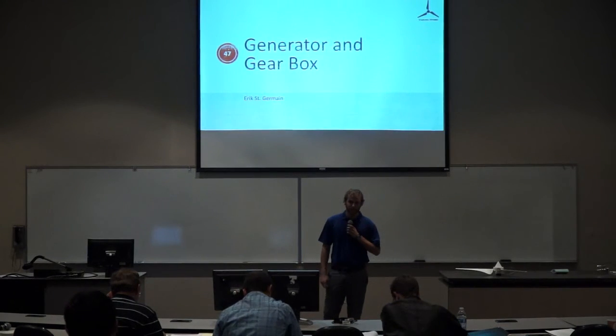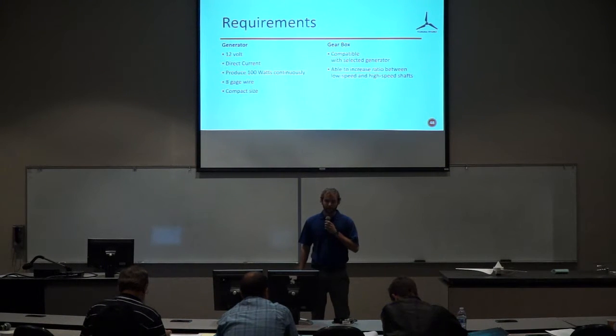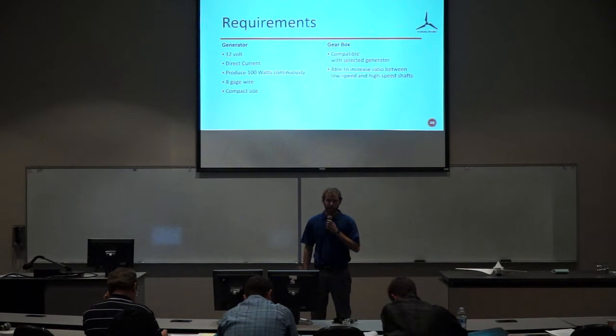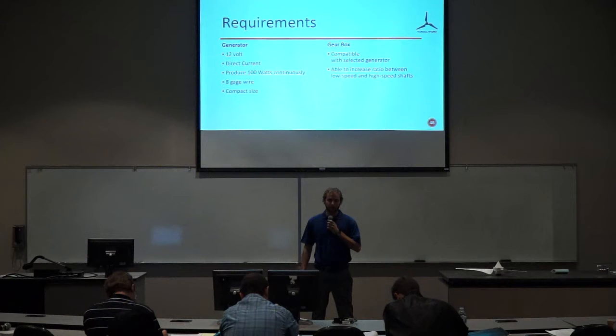Onto the generator and the gearbox selection. The requirements for the generator are that it has to be a 12-volt DC, and it has to produce 100 watts continuously. It needs to have an 8-gauge wire lead and be a compact size so it can fit inside the nacelle with the gearbox. The requirements for the gearbox is it needs to be compatible with the selected generator, able to increase the ratio between the low speed and the high speed shafts.